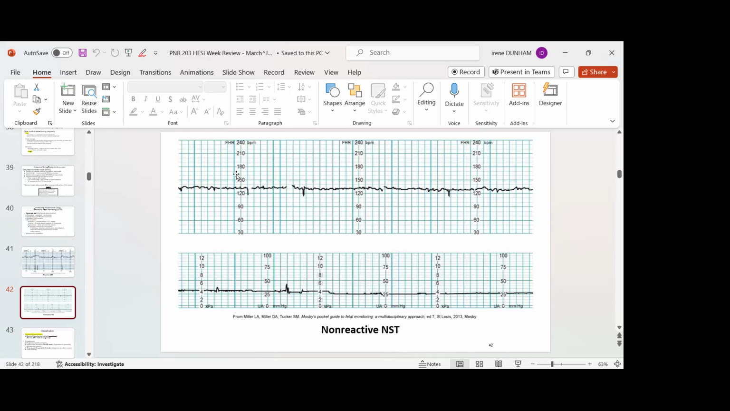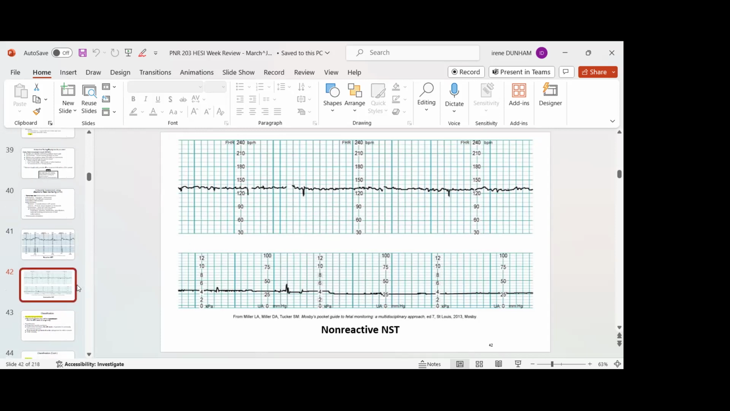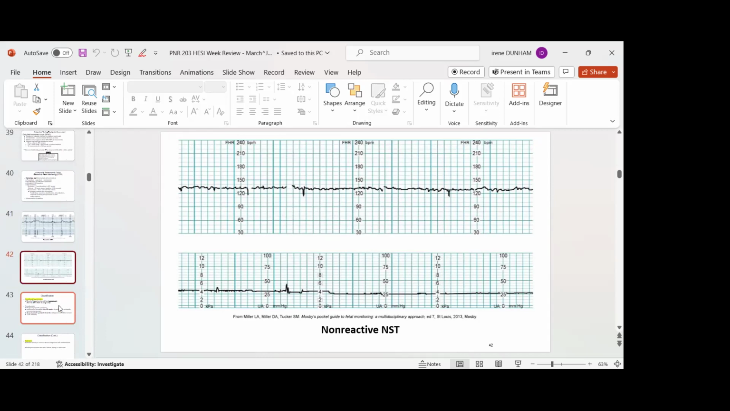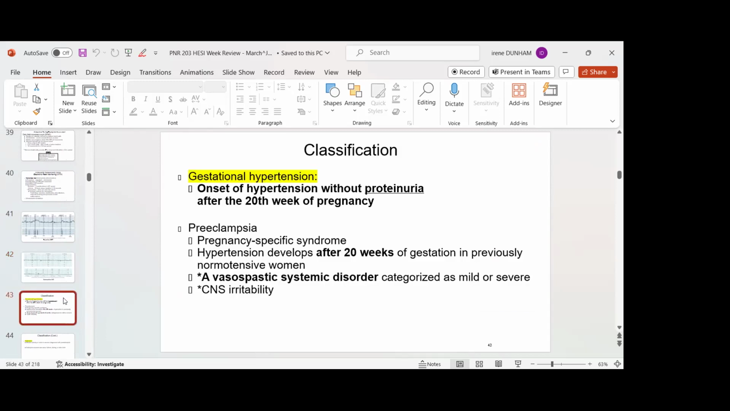So we consider this to be a non-reactive non-stress test. We would go on to do a biophysical profile to find out what's going on with this baby. A lot of times it could be due to low amniotic fluid, and we have to deliver the baby. So that's an easy way of knowing if the baby's in trouble or not.